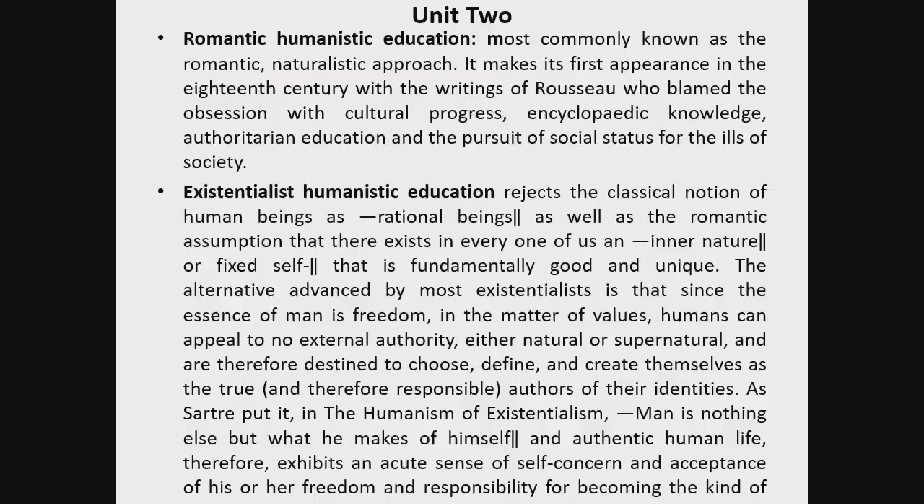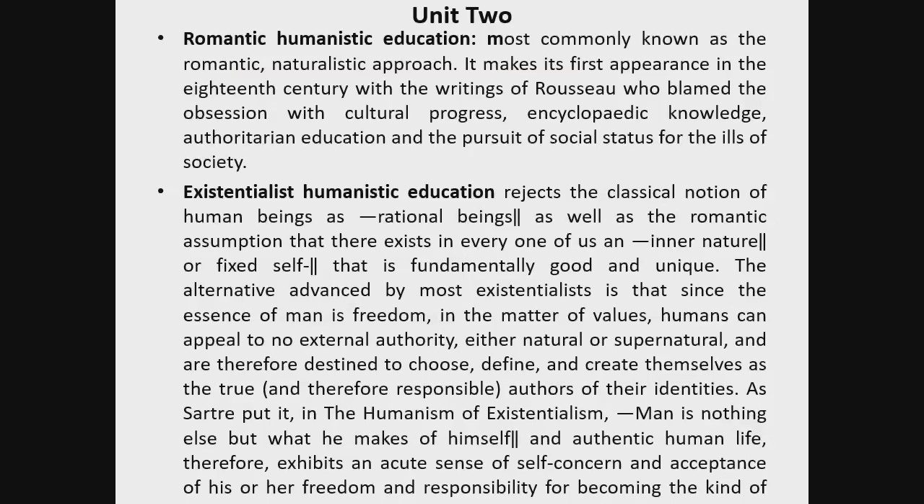I would want to move on, and apart from the romantic or naturalistic approach, we also have the existentialist human education. The existentialist human education also rejects the classical notion of human beings as rational beings. When we mean rational beings, we mean these are very important persons in the community. Despite the person's status, whether they are a plumber, a teacher, unemployed, or elders in the community, all people are important. That is what the classical humanists speak about. They believe that all human beings are rational beings.